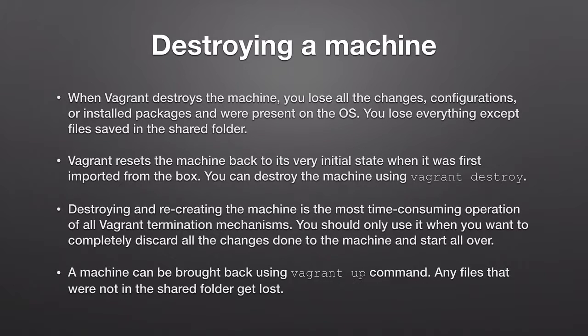And when you destroy a machine, Vagrant actually resets the machine back to its very initial state when it was first imported from the box. So remember when we deployed the box the first time and we issued vagrant up to deploy a Vagrant VM out of this box? Well, vagrant destroy followed by a vagrant up command will just bring the machine back to its initial state when you had just deployed it from the Vagrant box. And as a matter of fact, this is the most time-consuming operation of all the machine states that you can bring your Vagrant VM to, because it involves a lot of operations.